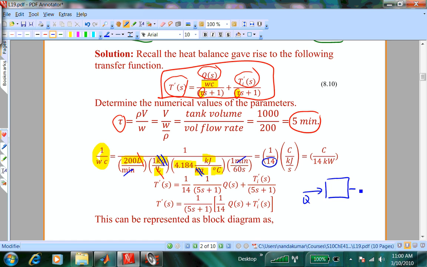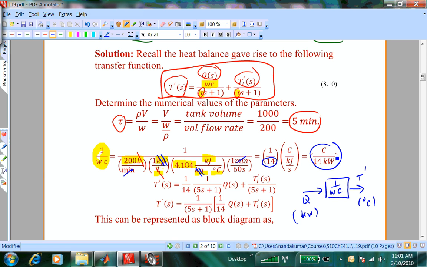The input is Q, and the output is T prime, for example. Ti prime is 0. There is no change in the inlet temperature. I have only the change in Q. So the stream Q will have the units of kilowatts, and the outlet stream should have the units of degree C. So the transfer function that I put in here, 1 over WC, must have a consistent set of units, so that when I multiply it by kilowatts, it gives me degree C. And that is what is happening here.